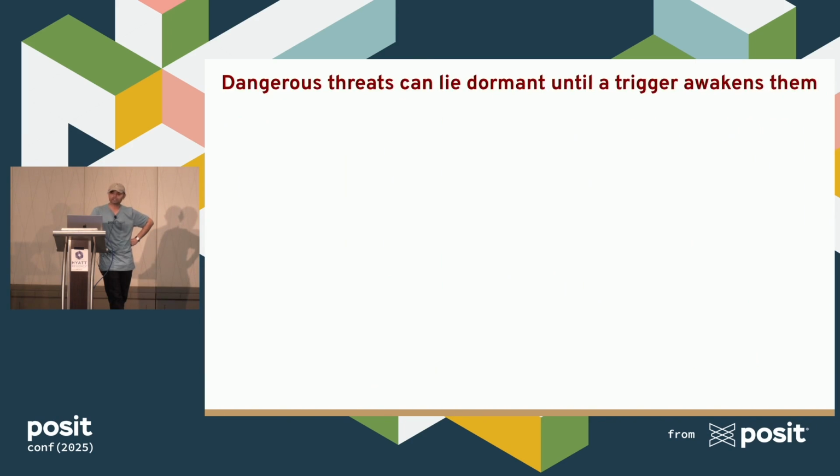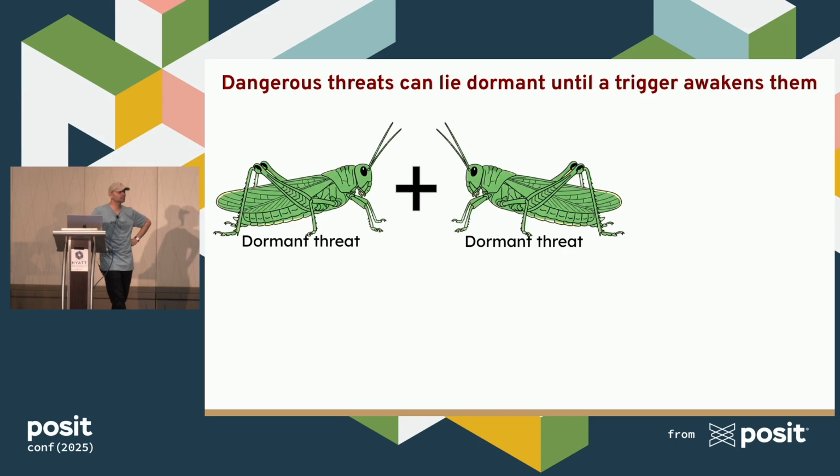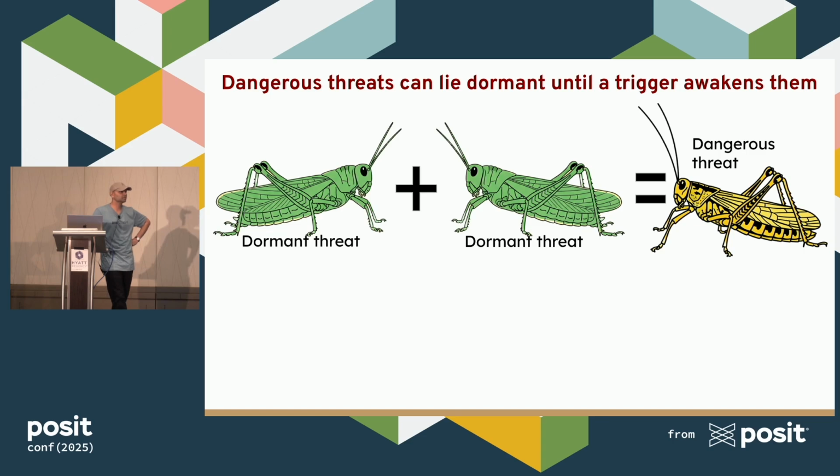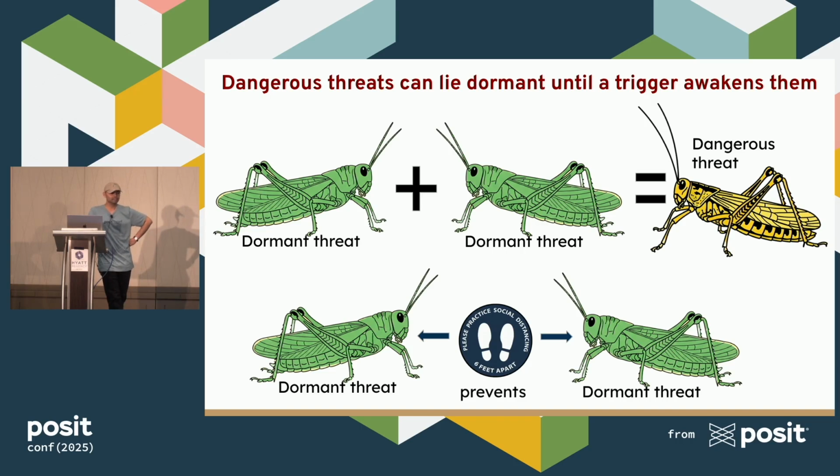So what's the theme here? The theme here is dangerous threats can lie dormant until a trigger awakens them. What we learned is a dormant threat by itself is not a big deal. But when you mix it with another dormant threat, it can become a dangerous threat, which in this case is a locust. So how do we protect dormant threats from getting too close to each other? Anyone in the audience? Put a social distancing sticker.